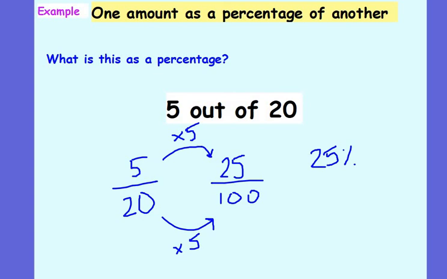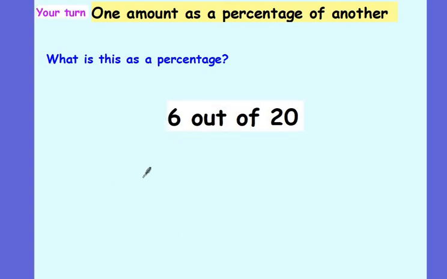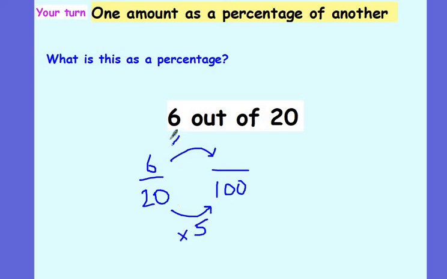Mini whiteboards, year 8. What's 6 out of 20 going to be? Let's go through it. 6 out of 20. Multiply top and bottom by 5. Logan, what's 6 times 5? 30, lovely. So we're looking at 30%.